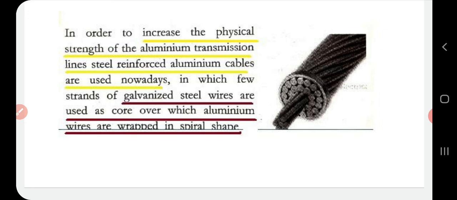That is, we use here some galvanized steel wires. It is used as the core, that is, the central part is galvanized steel wires, and over that we wind what? Aluminum wires. And this winding is done in the form of a spiral shape as shown in this figure.